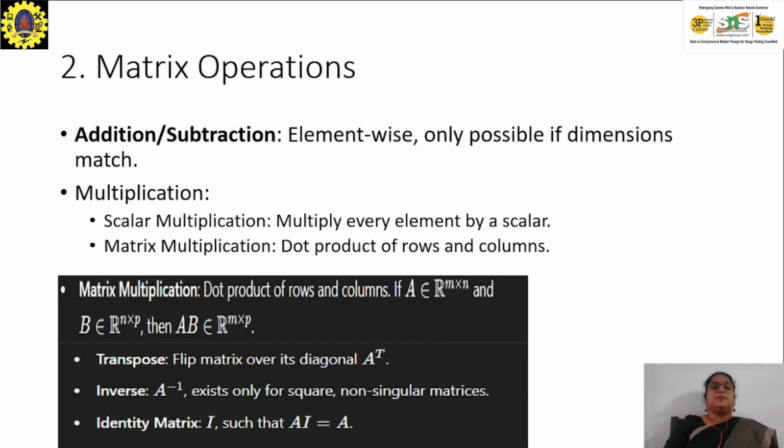Matrix operations: we all know matrices have addition, subtraction and multiplication. Now we have the dot product of rows and columns for matrix multiplication. For example, if A belongs to R to the power of m x n, and B belongs to R to the power of n x p, then by combining these two, the product AB belongs to R to the power of m x p. And we all know that matrices have transpose, inverse and identity matrix.